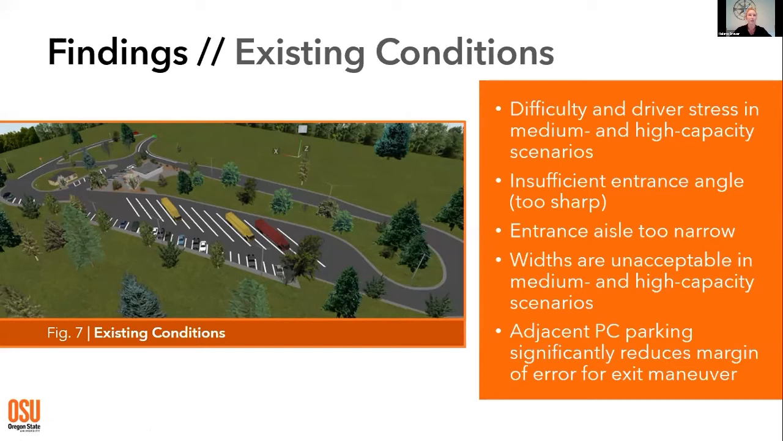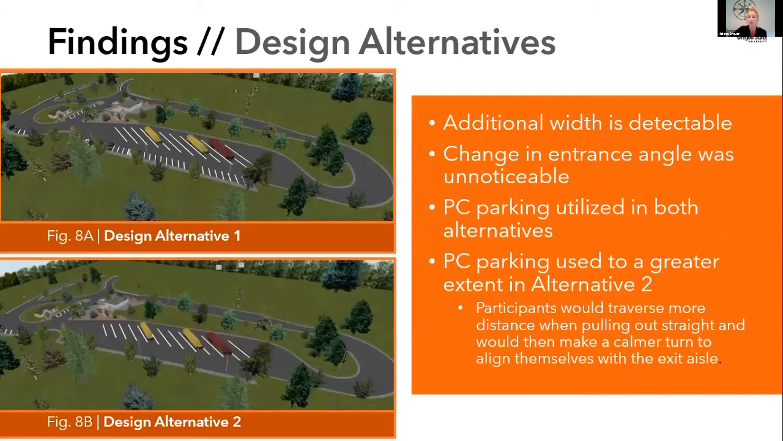If you look back at the lot geometric slide, I think the minimum width was around 17.5 feet, which I think should be at least 20 feet or wider. So having that plus that entrance angle being too sharp really puts a lot of stress on the drivers. Next, the widths are unacceptable for the medium and high capacity scenarios. And then lastly, the adjacent passenger car parking really does reduce the margin of error for the exit maneuvers, especially if there are cars parked there. So yeah. And then the next slide, we'll have the findings on the design alternatives.